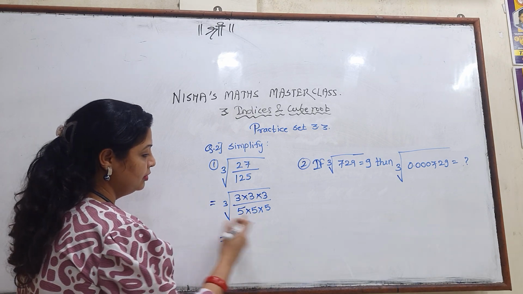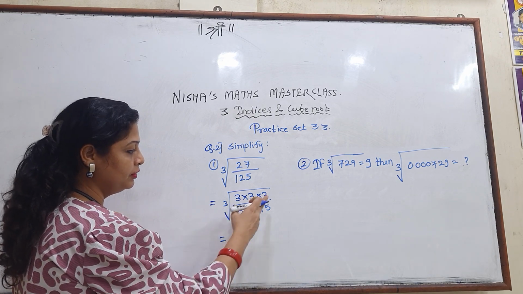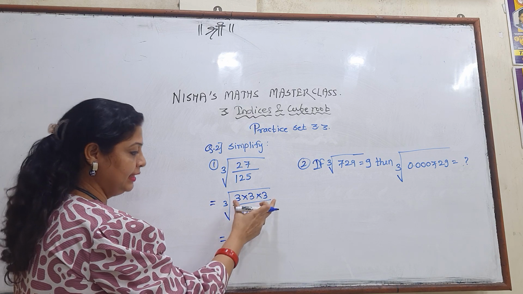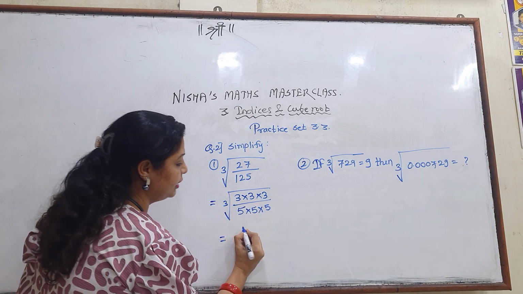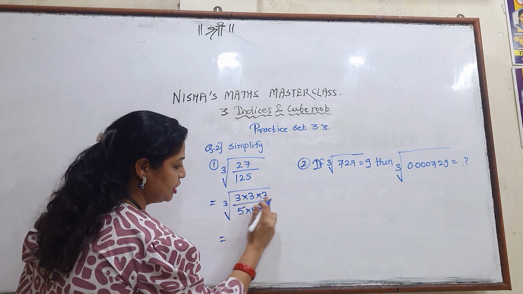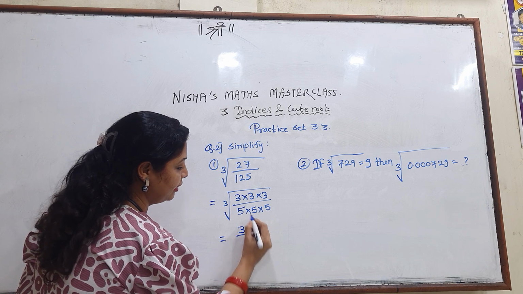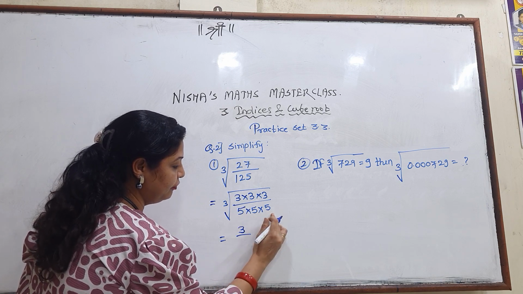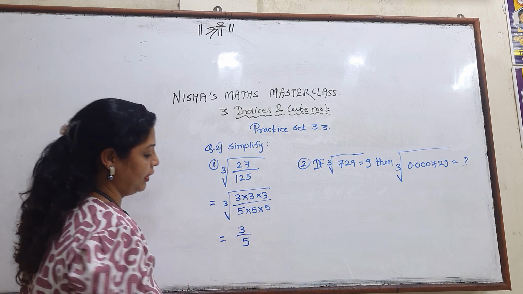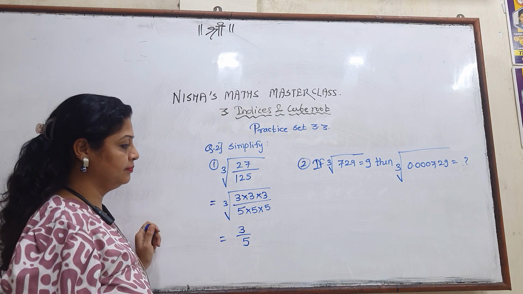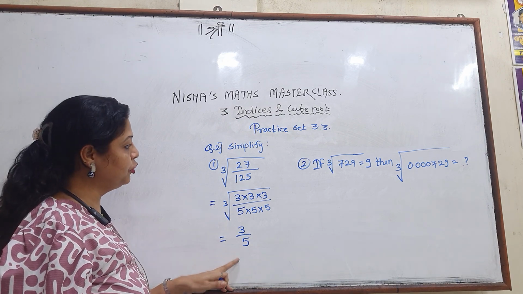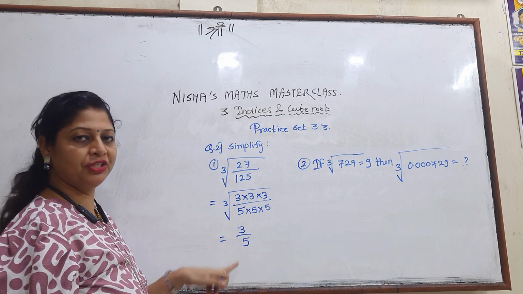So now this is cube root of 3 and cube root of 5. So we have to write down 3 only 1 time, and for 5 we have to use only 1 time 5. So this is our answer. Understand everyone? This is the cube root of this question.